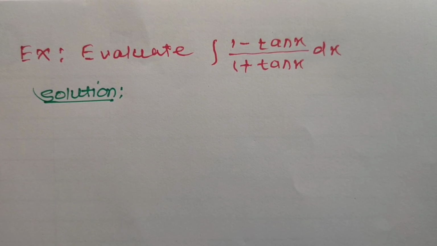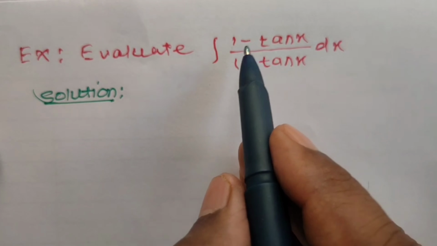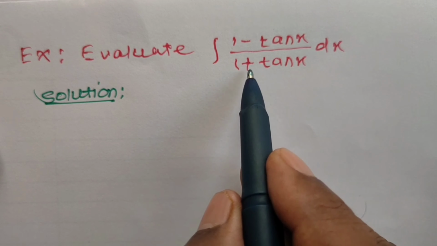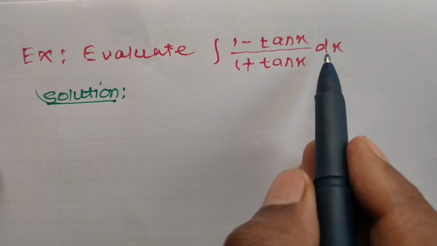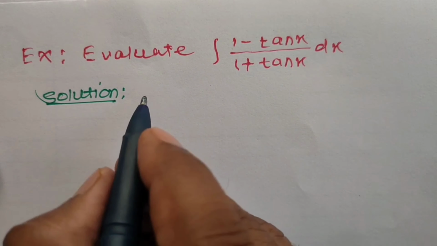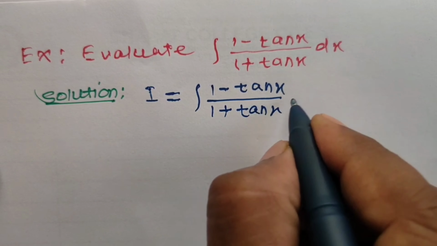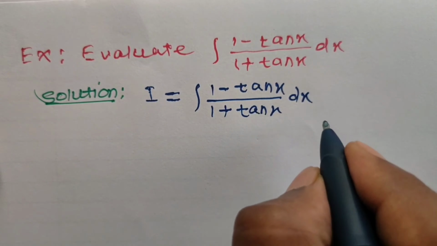Hello everyone. Let us evaluate this integral of 1 minus tan x divided by 1 plus tan x, integral with respect to x. Solution for this: first of all, represent the given integral as I is equal to integral of 1 minus tan x divided by 1 plus tan x, integral with respect to x.